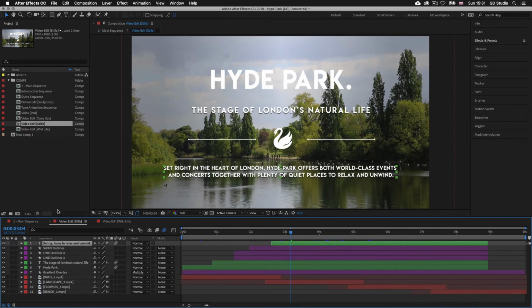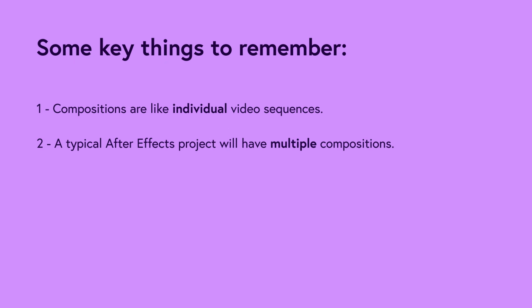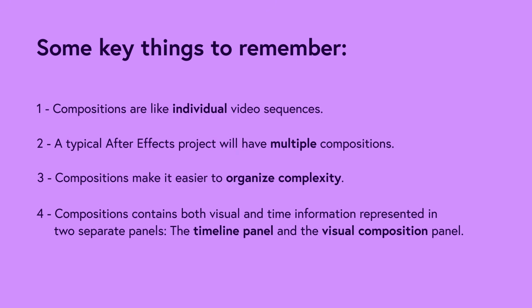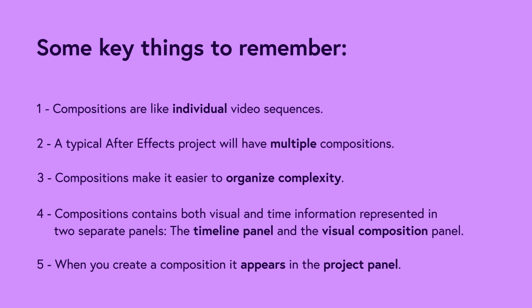So to recap, some key things to remember are compositions are like individual video sequences. A typical After Effects project will have multiple compositions. Compositions make it easier to organize complexity. Compositions contain both visual and time information represented in two separate panels, the timeline panel and the visual composition panel. And when you create a composition, it appears in the project panel.